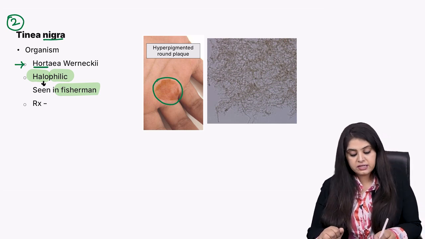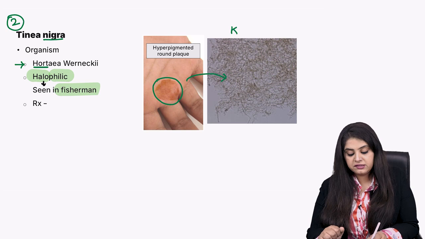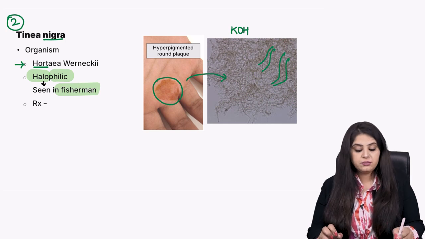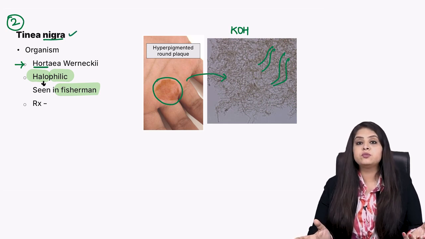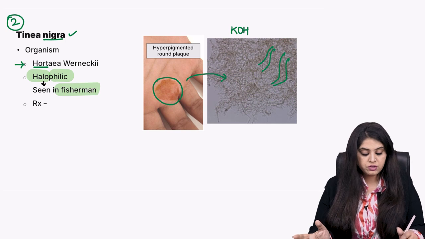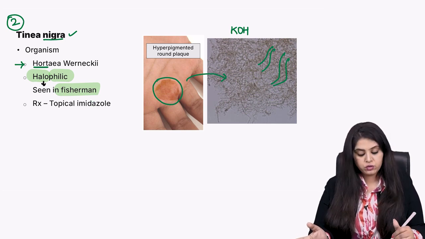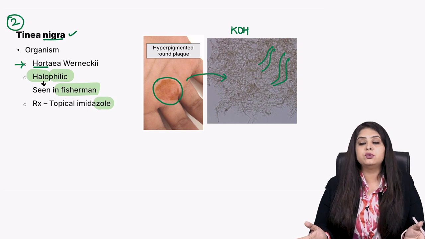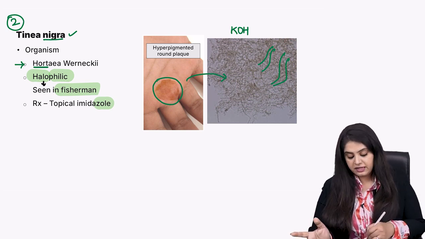Of course, when you look at it under a KOH mount, you can see that the same kind of hyphae that are there, but this time they have a very brownish color, because inherently I can see that this is going to be pigmented. What do you do for the treatment? As we always do, it is going to be an azole, that is a topical imidazole, which we are going to apply. So the second one is also done.